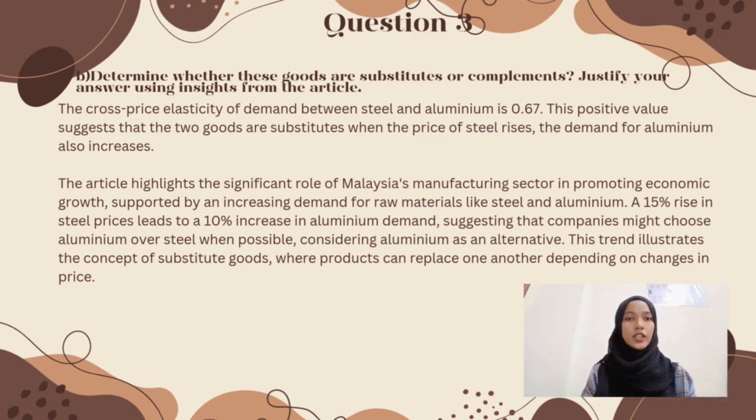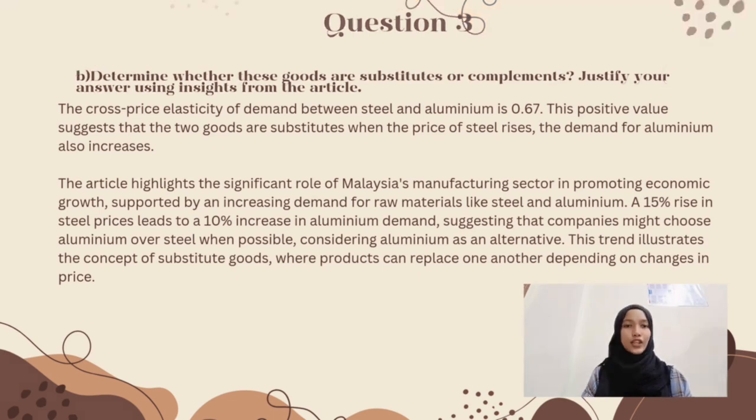So basically, the article highlights that Malaysia's manufacturing sector is a key driver of growth with rising demand for raw materials like steel and aluminium. The increase in aluminium demand when steel prices rise supports the conclusion that these goods are alternatives in production and industry usage changes. Thank you.